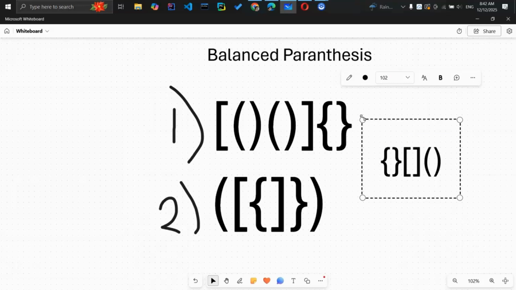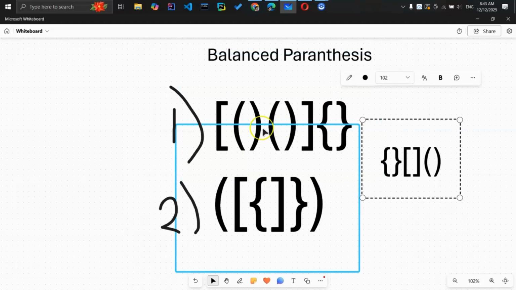Determine whether the expression is balanced or not. An expression is balanced if each opening bracket has a corresponding closing bracket of the same type, the pairs are properly ordered, and no bracket closes before its matching opening bracket.